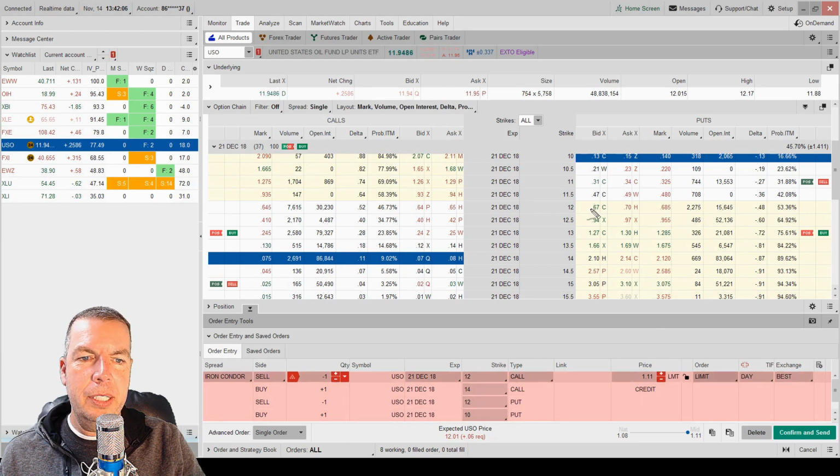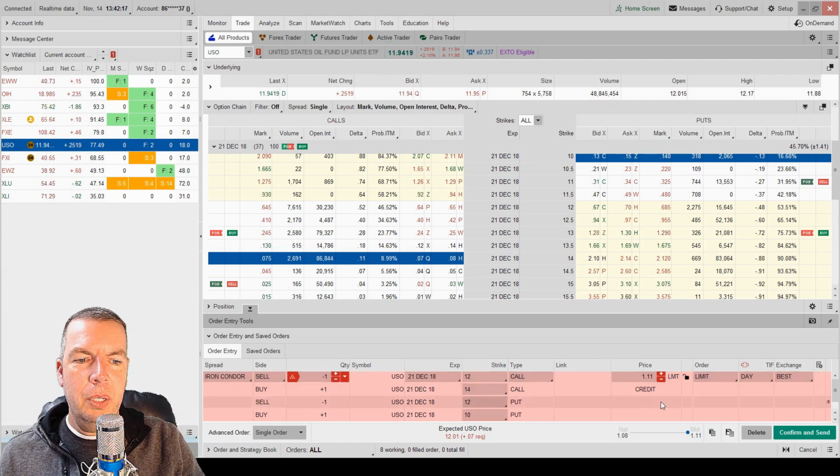You can see that we're selling the 12 strike because that's at the money. The at the money is right now at about $11.94, so that's close enough. We're right at that $12 strike. We're looking at $1.11, give or take a little bit. We might have to bump it down here just to get that filled.